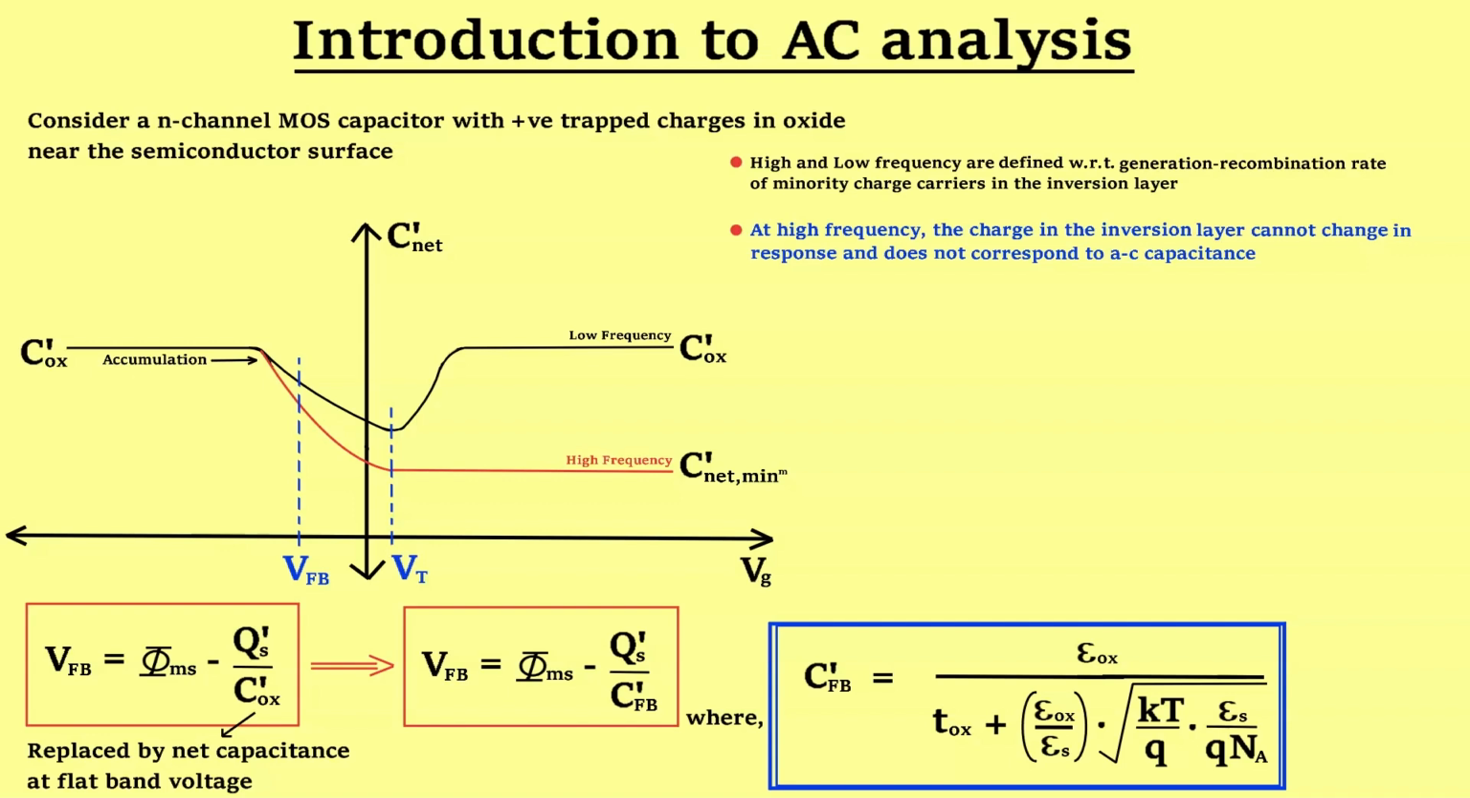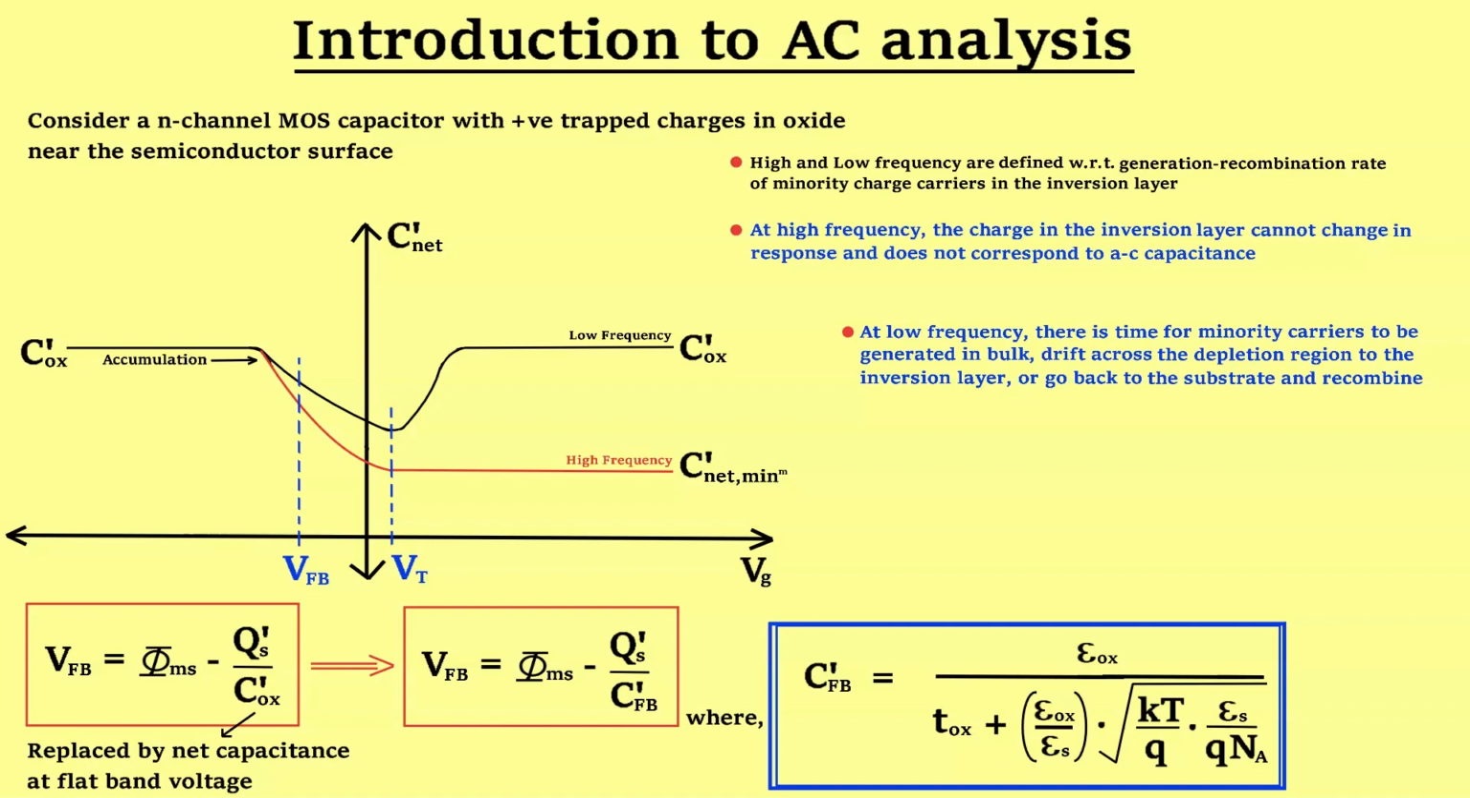On the other hand, if the gate voltage is changed slowly, there is time for minority carriers to be generated in the bulk, drift across the depletion region to the inversion layer, or go back to the substrate and recombine. In this case, the semiconductor capacitance is very large because the inversion charge increases exponentially with surface potential. Hence, low frequency net series capacitance in strong inversion is basically insulator capacitance once again. The same way we can draw the graph for p-channel MOS capacitor.